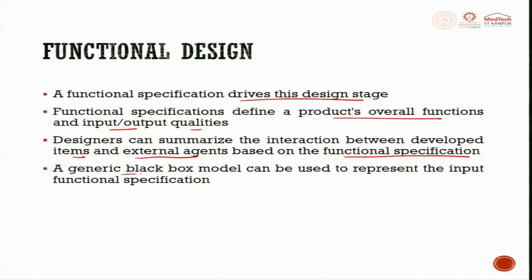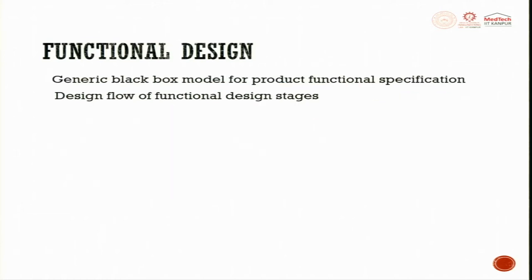A generic black box model can be used to represent the input of the functional requirement. Next, we have the general black box for the product functional specification, the design for functional design stages. So there could be different functional design stage models as well that could also be put. That could start from the functional decomposition, then function mapping, then building physical entities, then physical integration, and then working on the physical entities only. That could also be one of the parts.